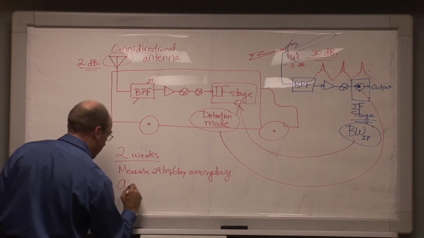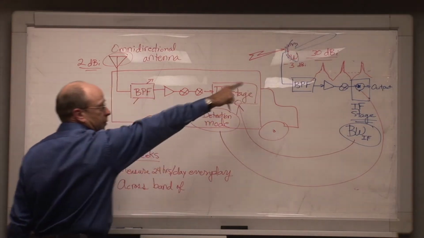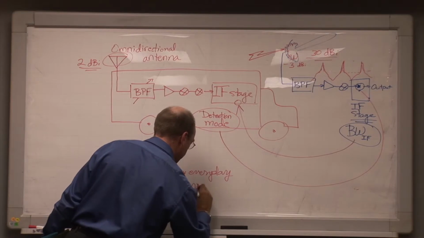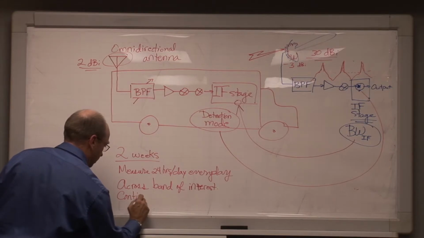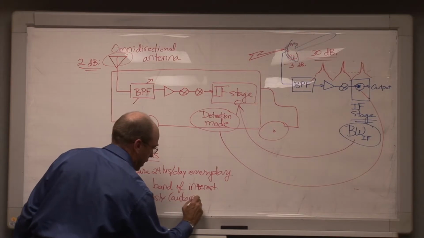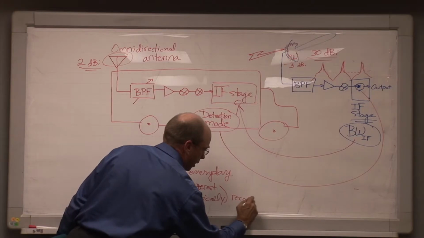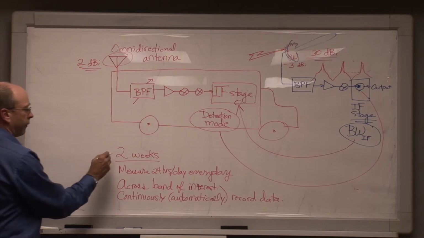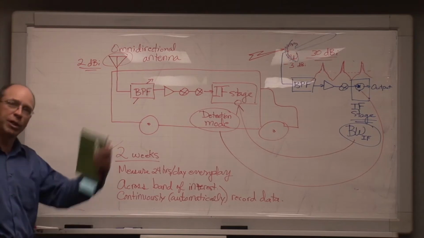We'll go across the band of interest, the frequency range of interest, which presumably is the range where this transmitter, or where this receiver is operating. And we'll continuously, meaning automatically, record data. Basically, we'll either run for 2 weeks or until we definitely see the interference occur and we can identify the interference in our data, whichever comes first.